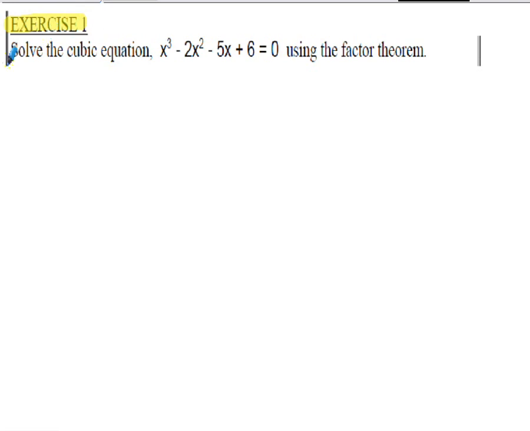Exercise 1. We're asked to solve the cubic equation x cubed minus 2x squared minus 5x plus 6 is equal to 0 using factor theorem. I would strongly encourage you to attempt this question before reviewing the solution on the following slide. I suggest you refer to the solution shown in the previous example to show you how to structure your solution to this problem.